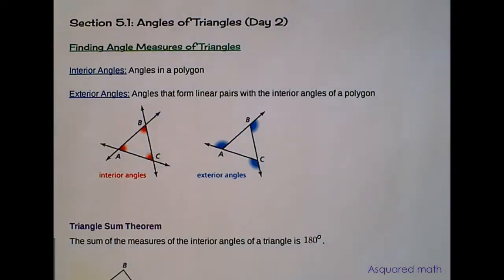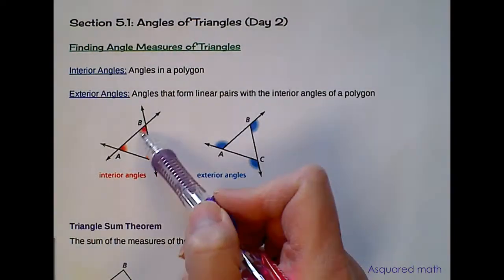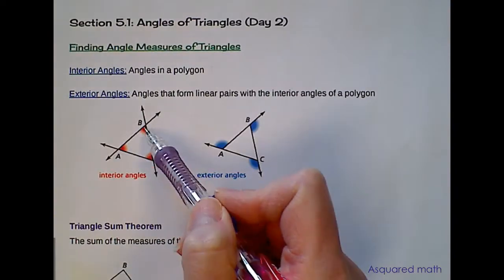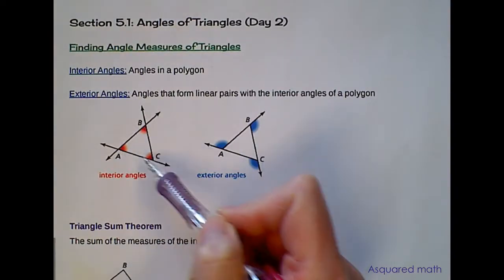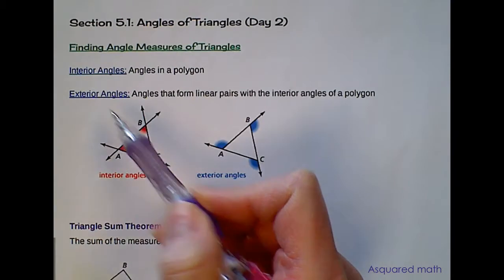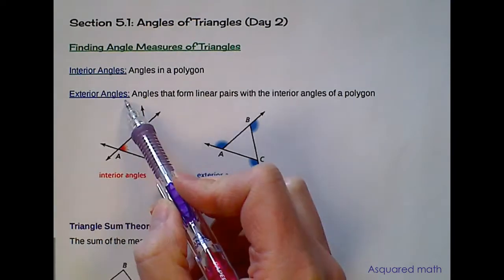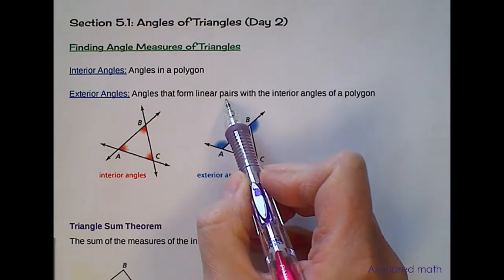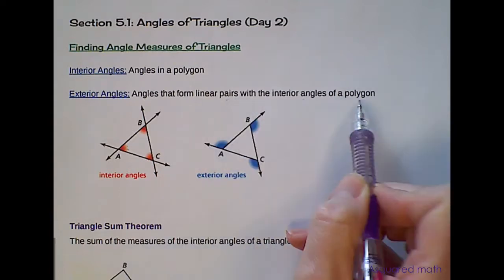The interior angles are inside of a polygon. So they are the ones that are enclosed in the inside of that polygon. Exterior angles are angles that form linear pairs with the interior angles of a polygon.